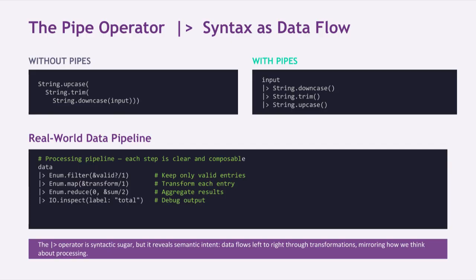The pipe operator takes the result of the left side and passes it as the first argument to the right side. That's it. But the effect on readability is enormous. The real-world example at the bottom, filtering, mapping, reducing, is a complete data processing pipeline that reads like plain English. Take the data, keep only the valid entries, transform each one, sum them up, and then print the total. Elixir's syntax choices consistently push you towards writing code that reflects your intent and not just the mechanics of execution.